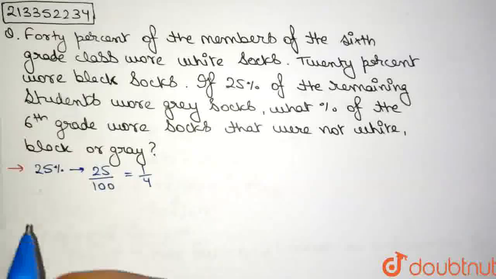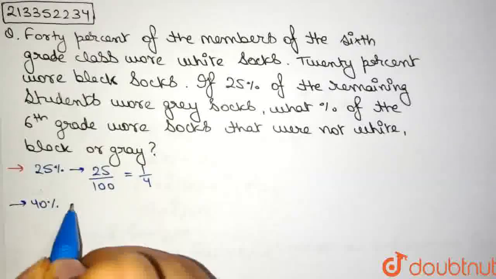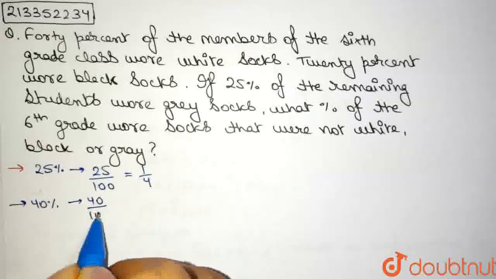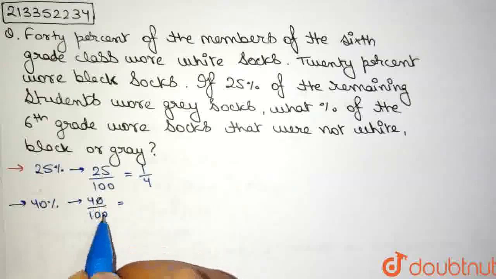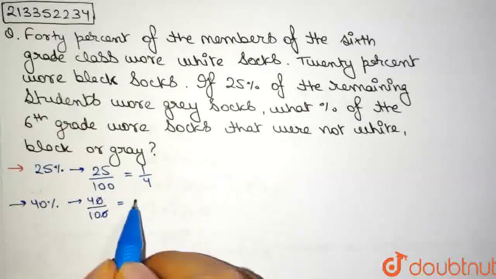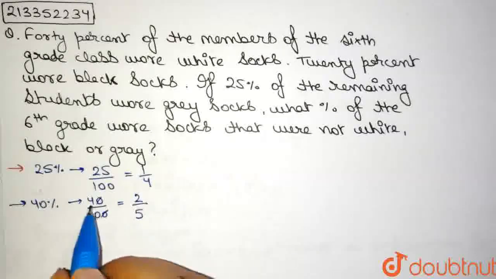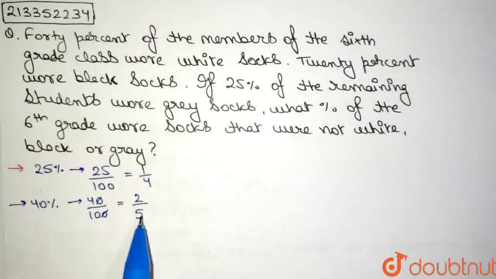Similarly, if I have to write 40%, it is nothing but 40 upon 100. So 0 and 0 cancel out, and if we cancel out by 2, I am going to get 2 by 5, because 2 times 2 is 4 and 5 times 2 is 10. So I'm going to get 2 by 5 by cancelling by 2. Similarly, we can do this for other percentages also.